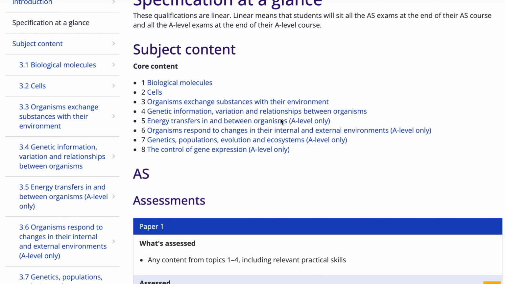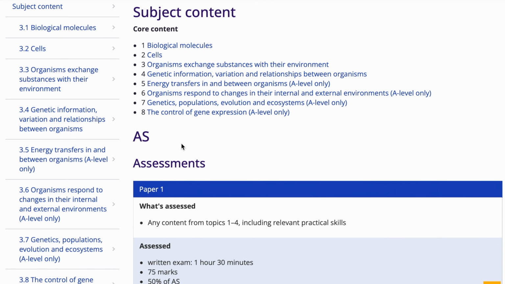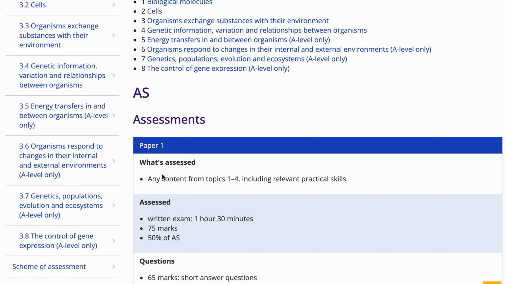If you scroll down, you can see the AS assessments. On paper 1, it will tell you that topics 1 to 4 are assessed. So you need to know about biological molecules, cells, organisms exchange substances with their environment, and genetic information, variation and relationship between organisms. Here you can see the timing of the paper, the number of marks, and actually the percentage of your grade that it will count for.